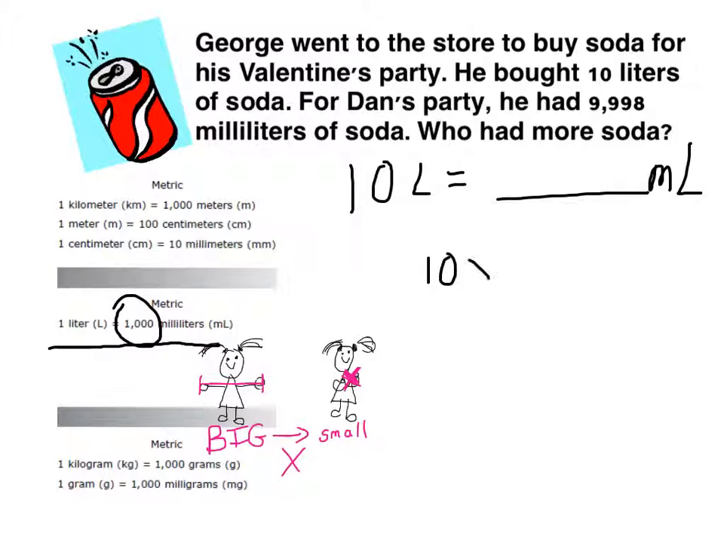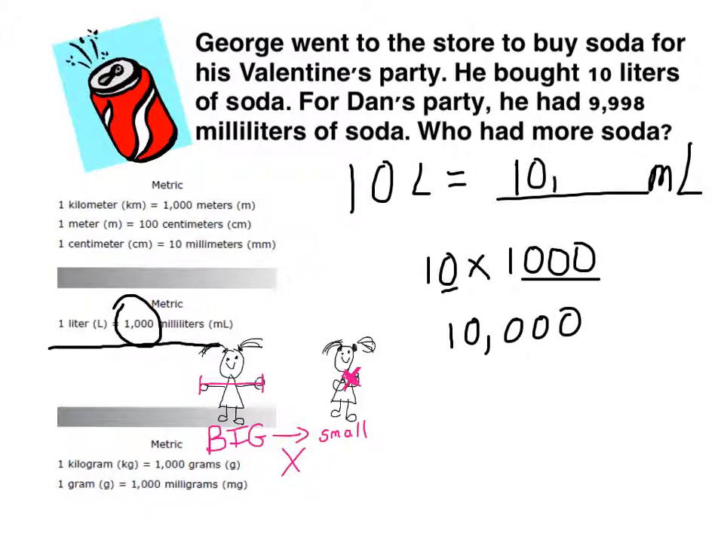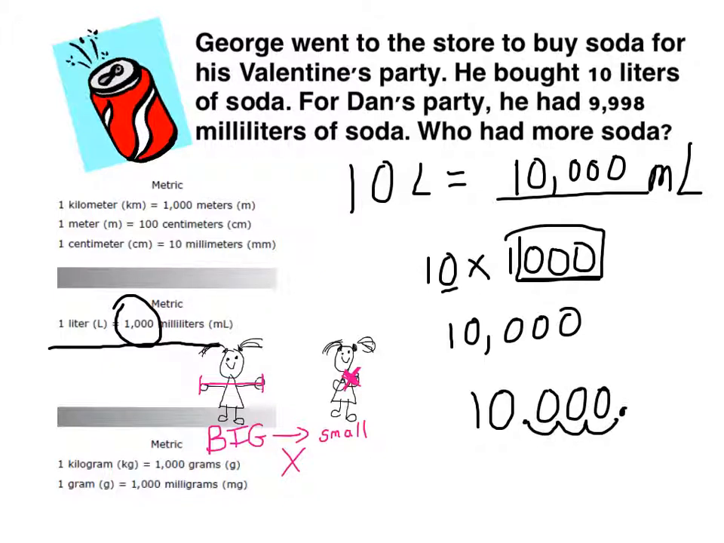So 10 times 1,000. And you all kind of know the trick here, adding those 3 zeros. So 10,000 milliliters. If you want to look at it with the decimal point, here's your implied or invisible decimal point at the end of the number. When we multiply, we want a bigger number, so we see those 3 zeros here. That'll tell us how many places to move. 1, 2, 3. And as you can see here, we have 10,000.